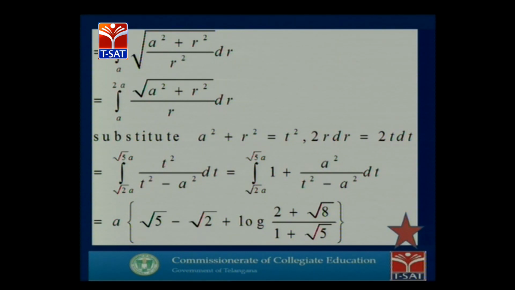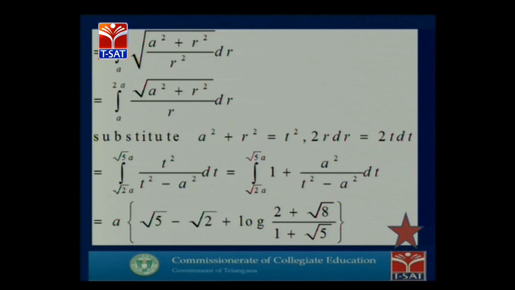We cannot integrate this directly, so we will go for the substitution method. Take a square plus r square as t square. If you differentiate, we will get 2r dr as 2t dt. Now what are the limits? When r is a, t square is 2a square, so t will be root 2 a. When r is 2a, a square plus 4a square is 5a square, so t is root 5 a.